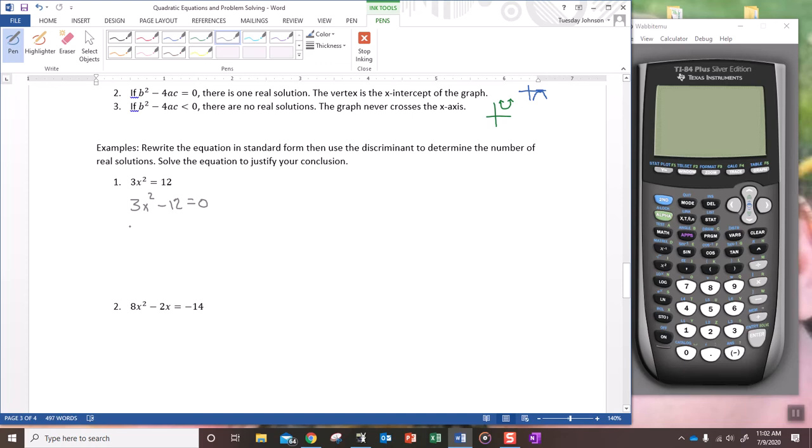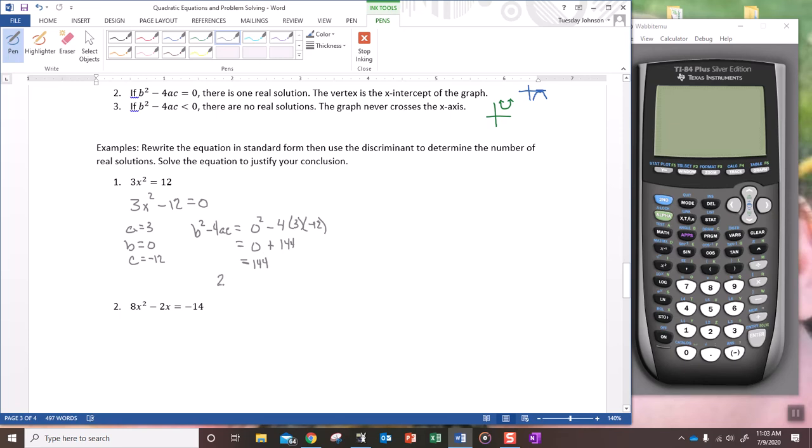The discriminant. I'm going to write a equals 3, b equals 0 because there is no x term, c equals negative 12. My discriminant, b squared minus 4ac, tells us 0 squared minus 4 times 3 times a negative 12. That's 0. I have a negative, a positive, and a negative, so that'll be plus. 4 times 3 is 12. 12 times 12 is 144.